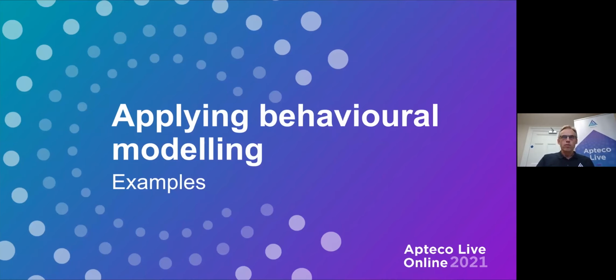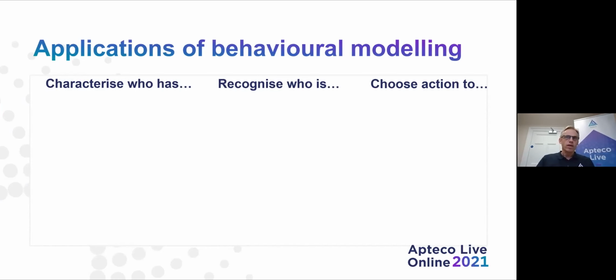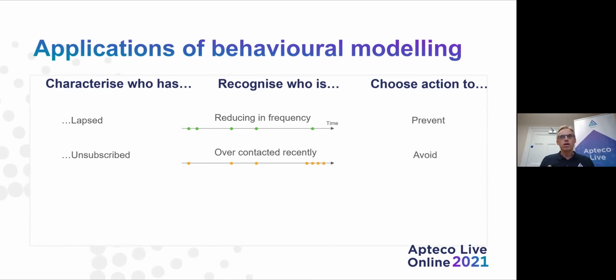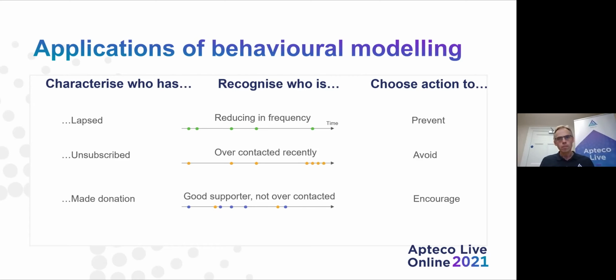So let's look at a few examples before going on to see how things work. Behavioral modeling could be used to characterize who has lapsed or unsubscribed, recognize those patterns in current customers, and so act to avoid other people going the same way. Or on the positive side, recognizing historic patterns in good supporters could help you identify which supporters should be encouraged now to make a donation.